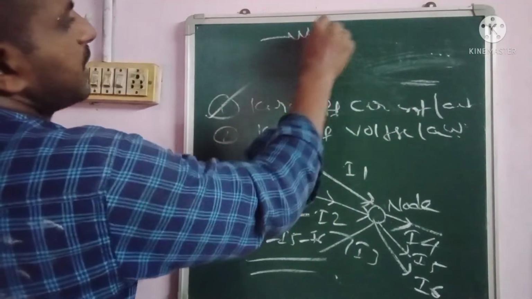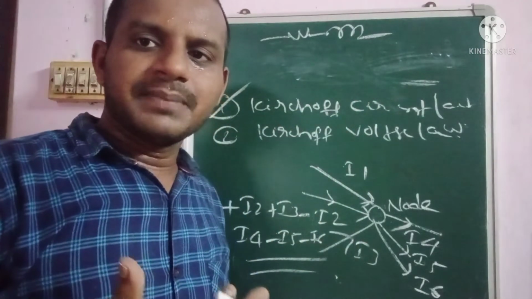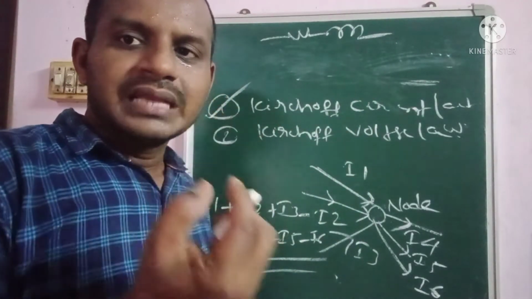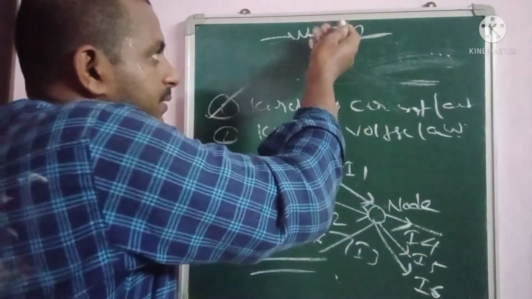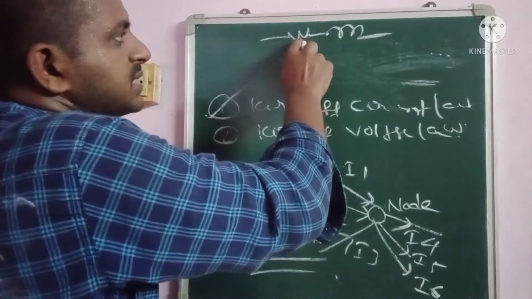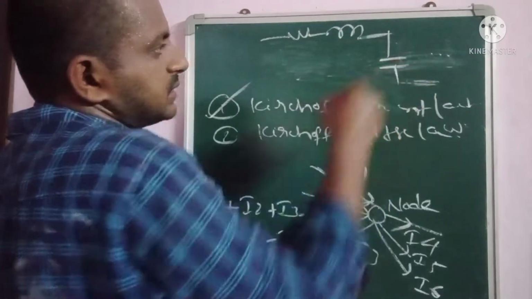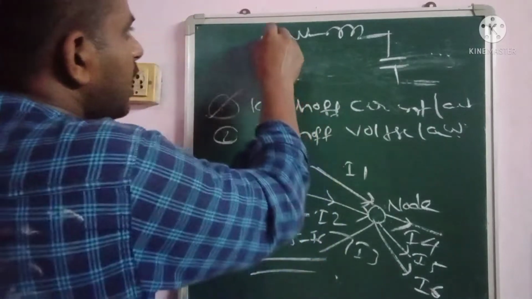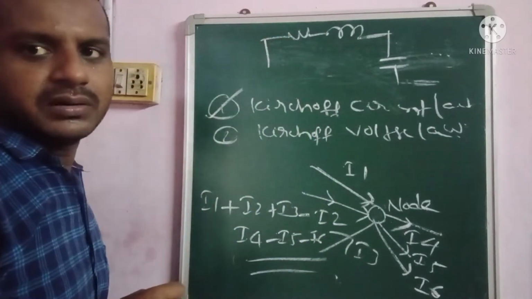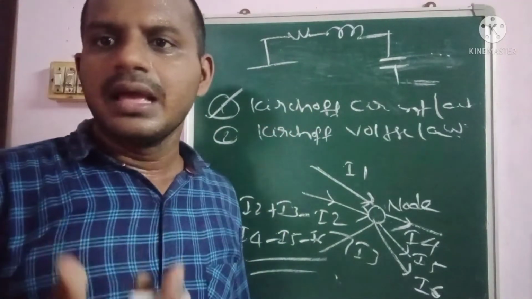This is the system, the combination of passive elements as well as active elements. The circuit may contain both passive elements and active elements. Passive elements means resistance, inductance, and some capacitance. It may also contain some active elements, like a battery. That is the best example. An active element is the battery.